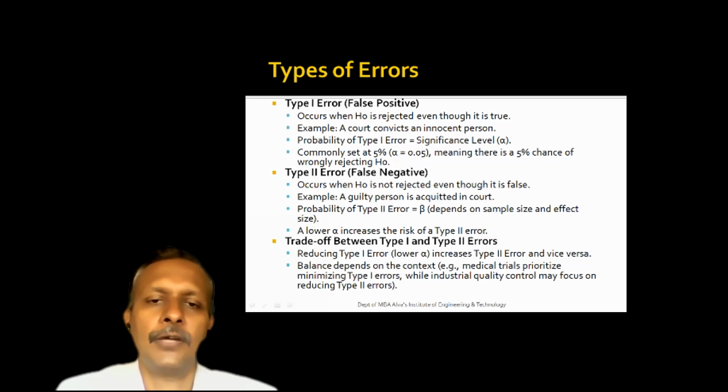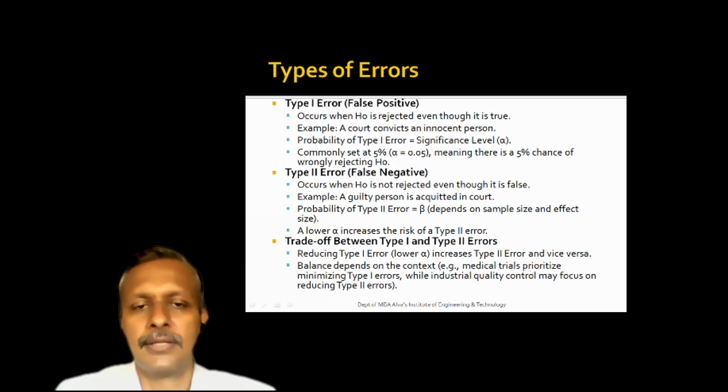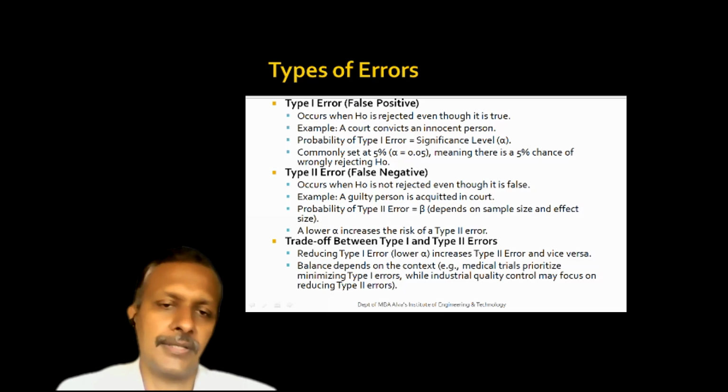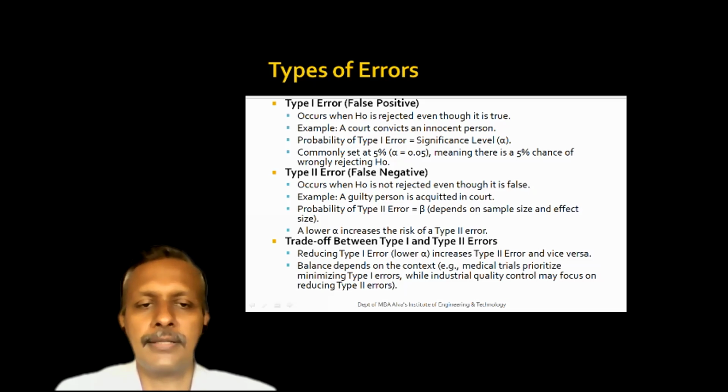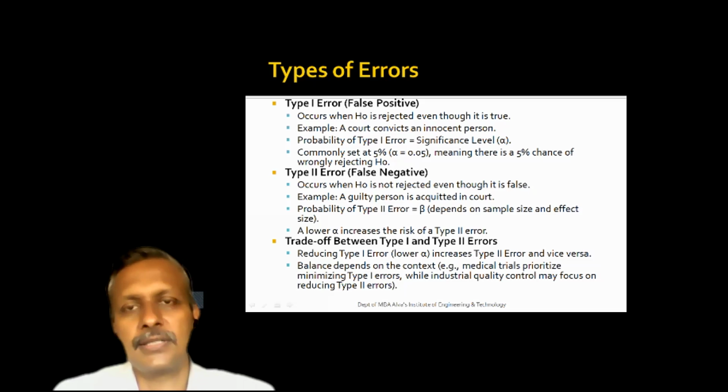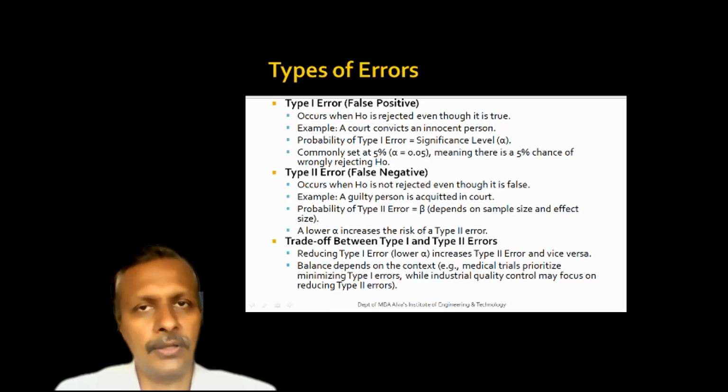So there is always a trade-off between type 1 and type 2 errors. Reducing type 1 error, that is lowering alpha, increases type 2 error and vice versa. So a researcher needs to balance. The balancing depends upon the context: medical trials prioritize minimizing type 1 errors, whereas industrial quality control may focus on reducing type 2 errors. So this basically depends upon the area of research we are looking at.